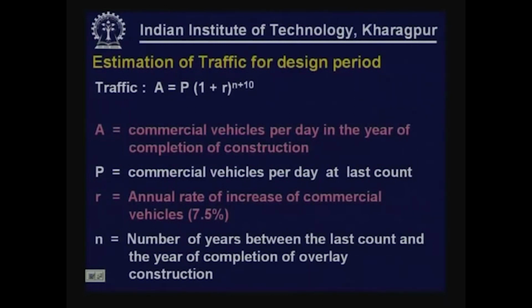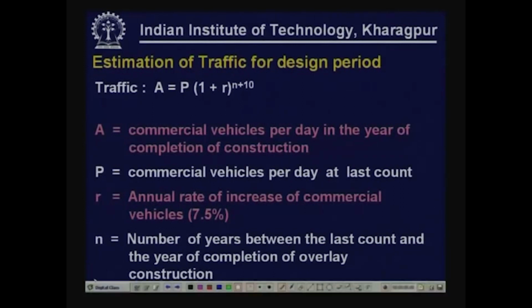Traffic projection can be made in the following manner. Traffic A, which is commercial vehicles per day at the era of completion of construction, can be obtained from the traffic count that we have made some time back, let us say. P is the commercial vehicles per day at last count. r is the annual rate of increase of commercial vehicles. If we have more authentic information about this, we will use that value. Otherwise, IRC suggests that you can use a value of 7.5%.